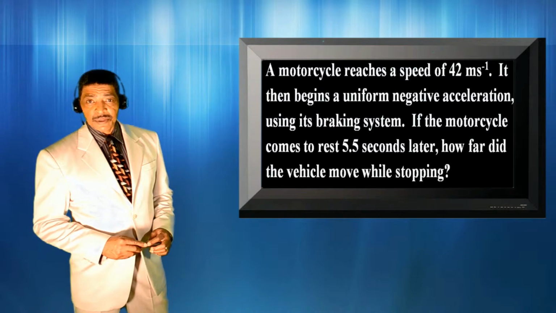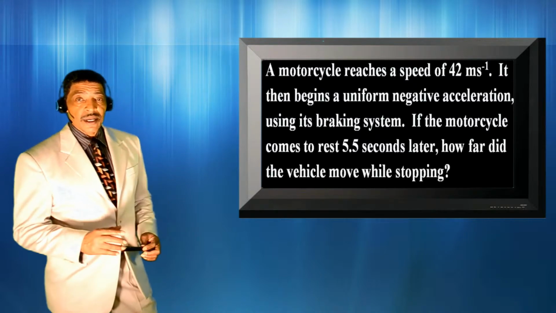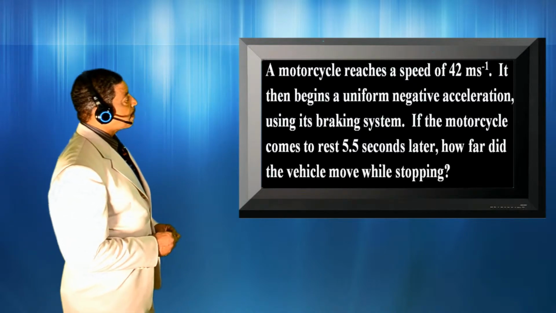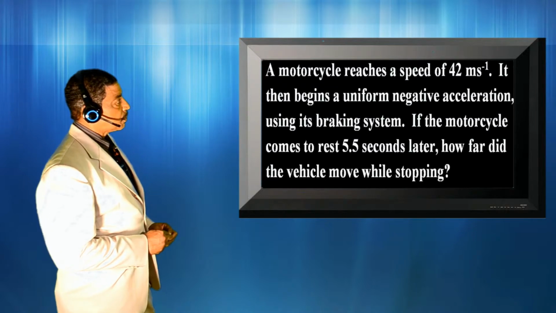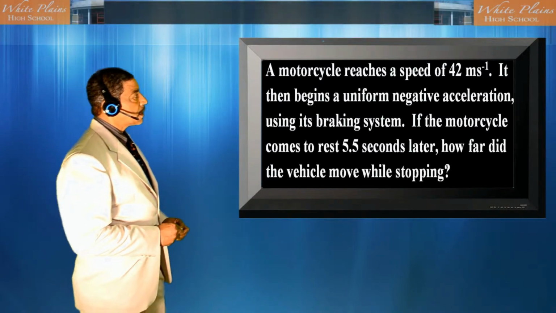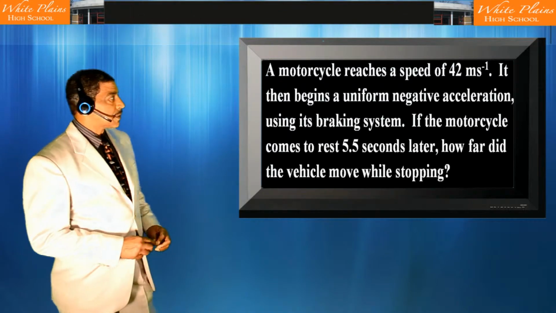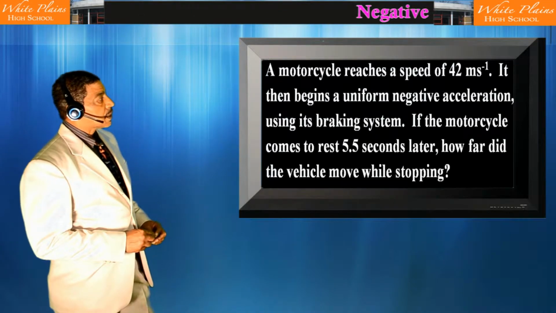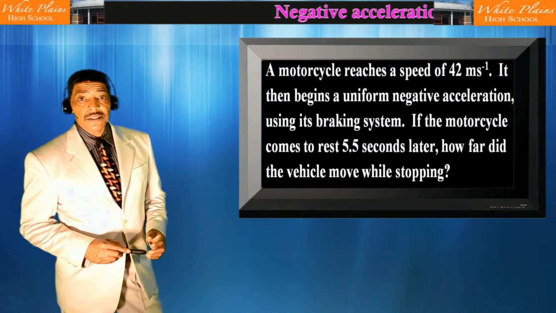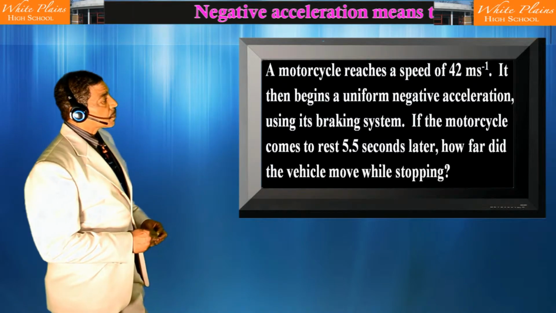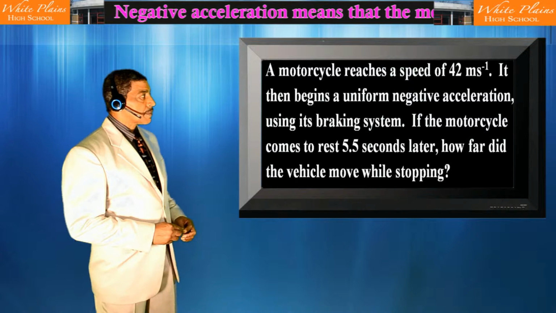Now let's apply the displacement equation to an actual practice problem. Consider the following. A motorcycle reaches a speed of 42 meters per second. It then begins a uniform negative acceleration using its braking system. If the motorcycle comes to rest 5.5 seconds later, how far did the motorcycle move while stopping?